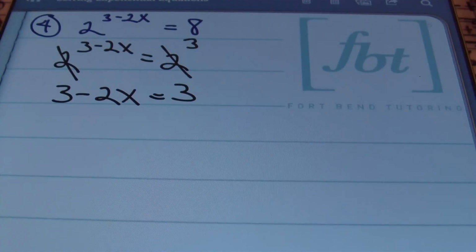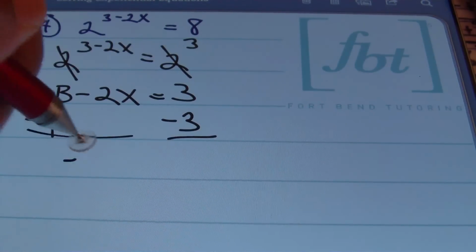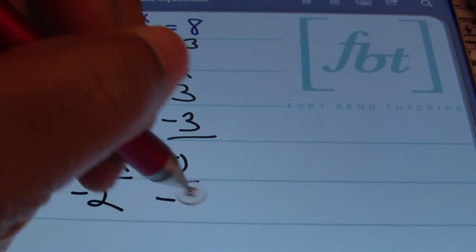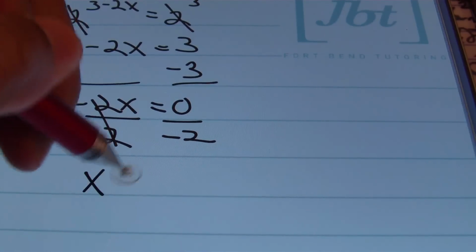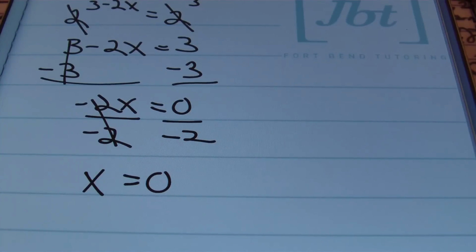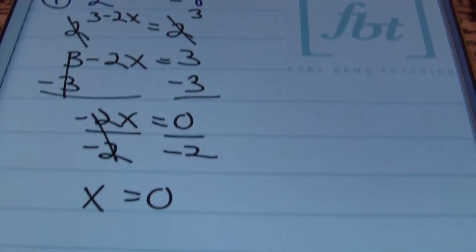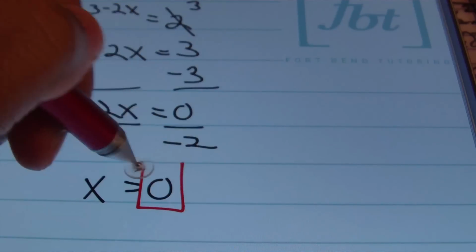From here, I can just solve for my variable x like so. I'll be subtracting 3 from both sides of the equal sign, bringing down negative 2x, which equals 0, and then dividing both sides by negative 2. From here, we now know that x has to be 0 in order to make the original equation a true statement. And there you have it. Just like that, x equals 0. Red boxing it, just like so.